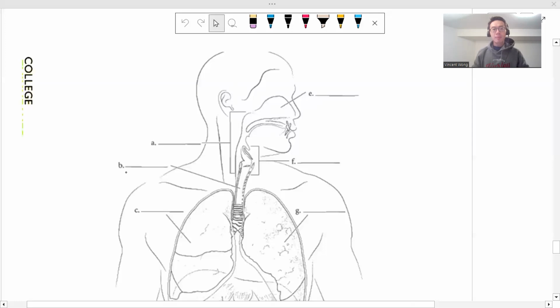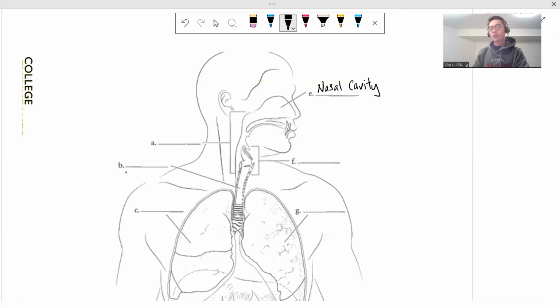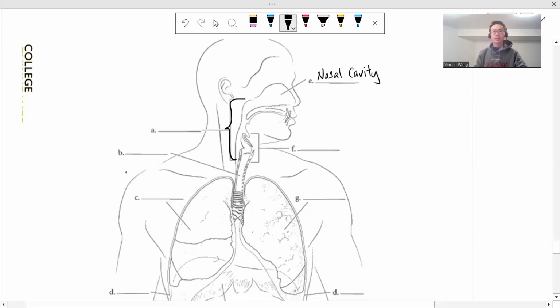So starting at the top here, we have the nasal cavity. Nasal cavity, which adds moisture, warmth, and it helps filter the air that we breathe. How about this structure right here? This whole area. What do we call that?